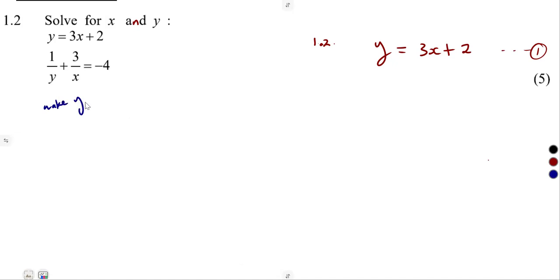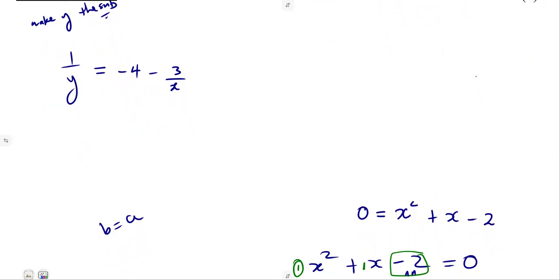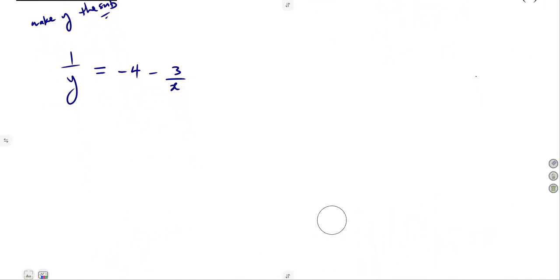So let's make y the subject from this equation. 1 over y must be equal to what? Taking 3 over x to the other side of the equation is going to be a negative, so it's negative 4, negative 3 over x. We cannot make y the subject by just saying 1 over, because here it's not a single fraction. Let's have a single fraction so that we can use the concept of the inverse of a fraction: if it is a over b, its inverse will be b over a. So it's easier when it is a fraction. All right, so combine.